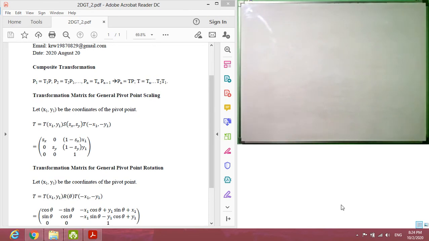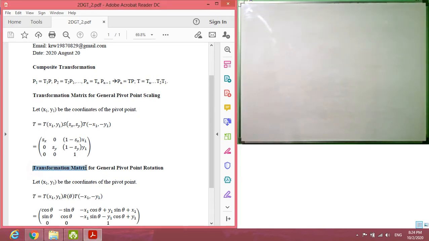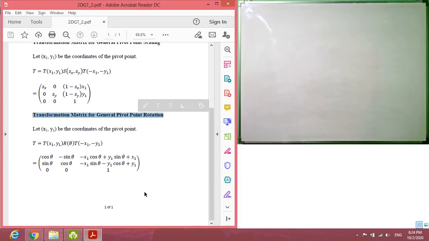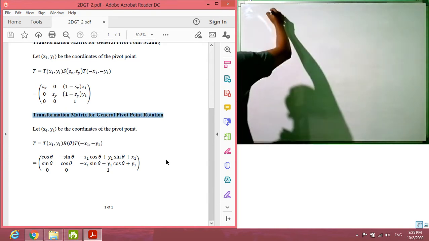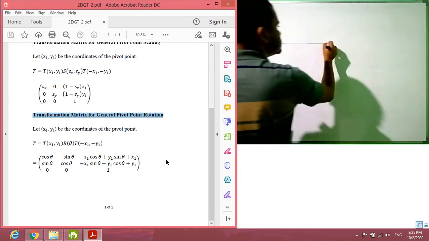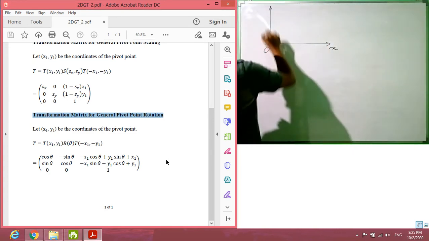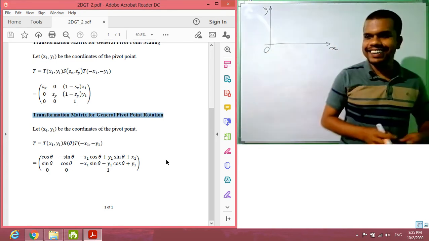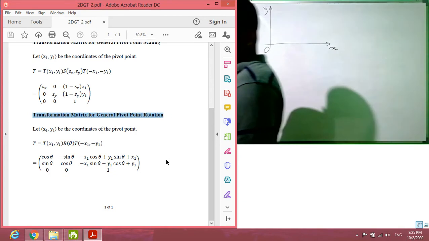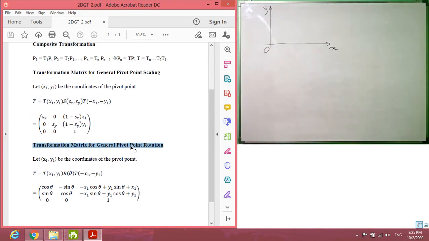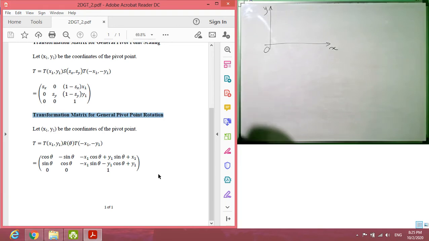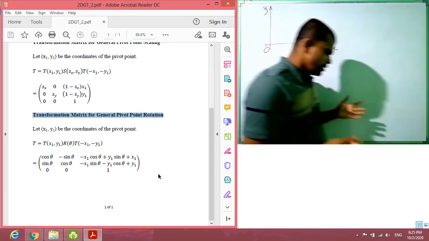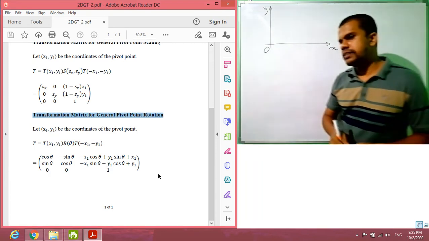Then let's discuss the transformation matrix for general pivot point rotation. Now if you could not understand the previous one, that means the transformation matrix for general pivot point scaling, in this example you can understand very clearly.